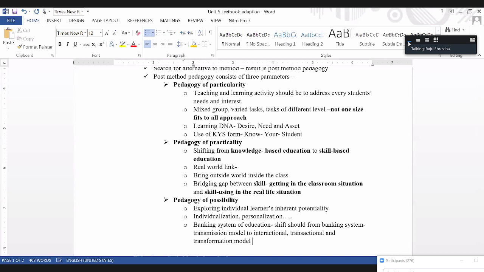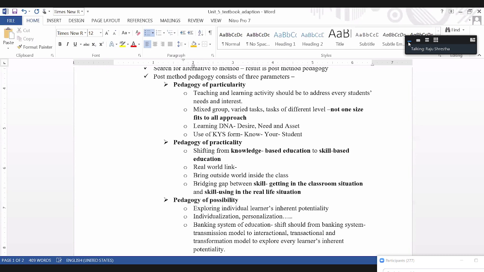in teaching and learning to explore what? To explore every learner's inherent potentialities.